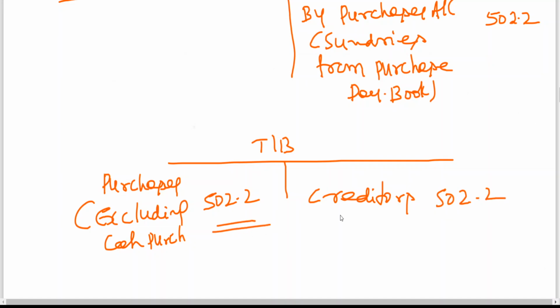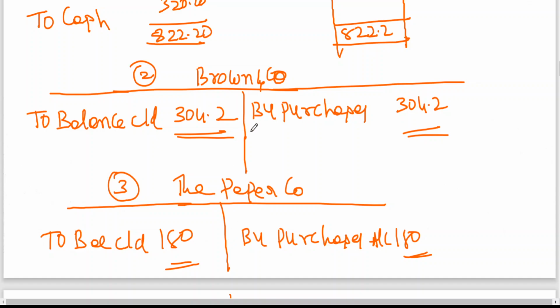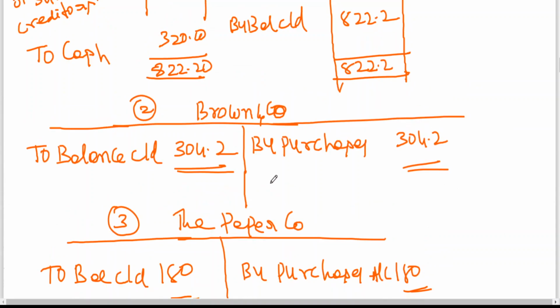Now, trial balance is tallied or not? Of course, for cash purchase, I don't have complete information to prepare trial balance. I need to have cash book, opening balance, payment, etc. That is why excluding cash purchase. Trial balance is tallied or not? Then what about this, sir? These accounts, why you opened, sir? To know the amount which is due from individual suppliers.